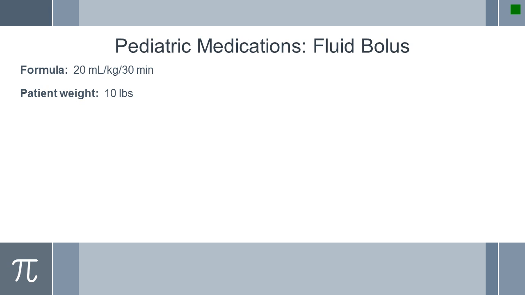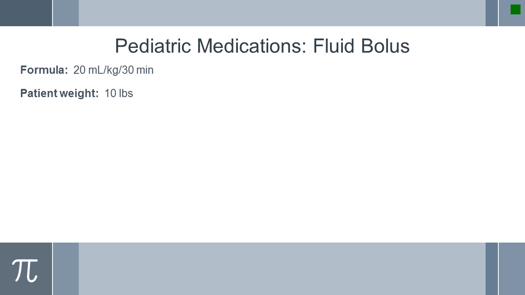So what we're going to do on this one, we can do this either way. We could change our pounds to kilograms and just multiply it out, or we can put it back into our dosage calculations just like I've been doing, which is how I'm going to do it. So we're going to do the 20 milliliters per kilogram per 30 minutes. Our child is 10 pounds. A kilogram is 2.2 pounds.